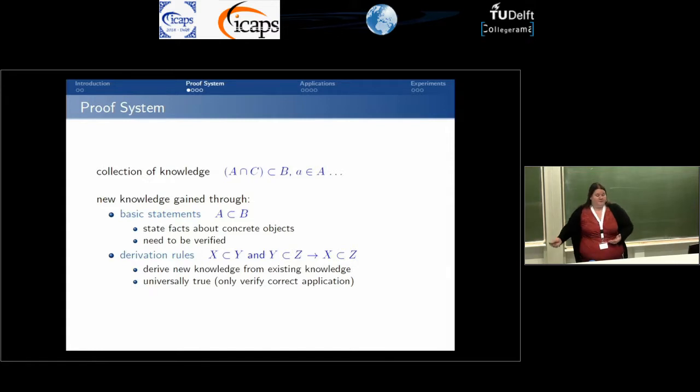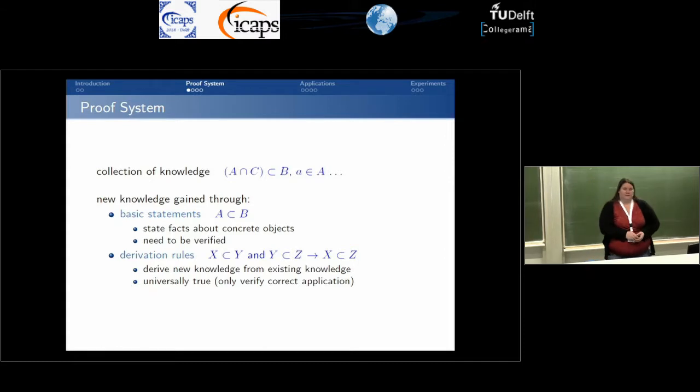And a proof system has two ways of gaining new knowledge. The first one is what we call a basic statement. So here, for example, A is a subset of B. Here we talk about concrete objects, and we just state that this is true. And this means, of course, that the verifier needs to actually verify whether this is true. So a verifier would need to look at those two sets and see if this statement is actually correct.